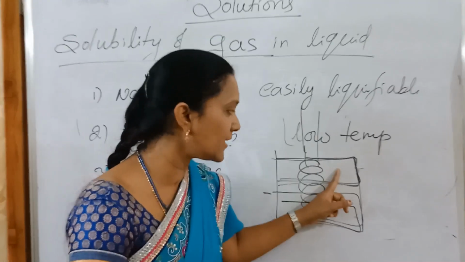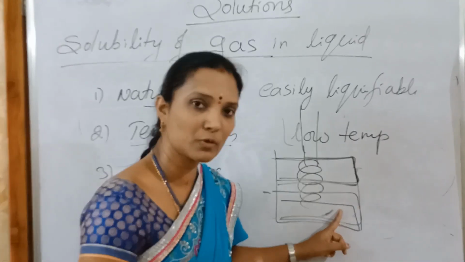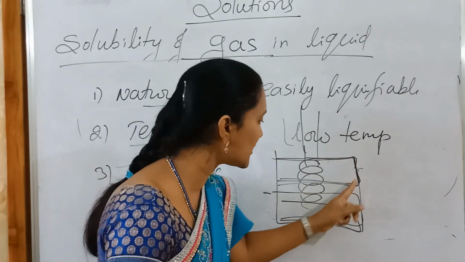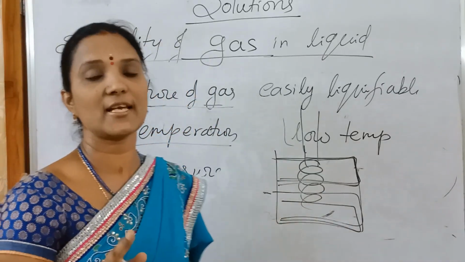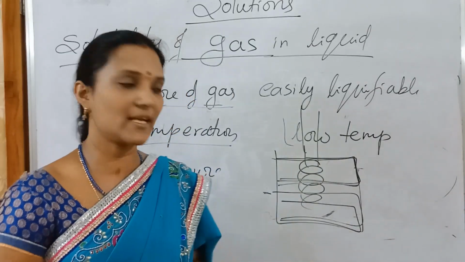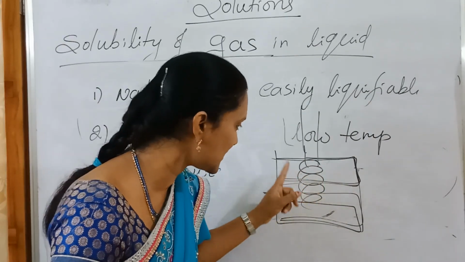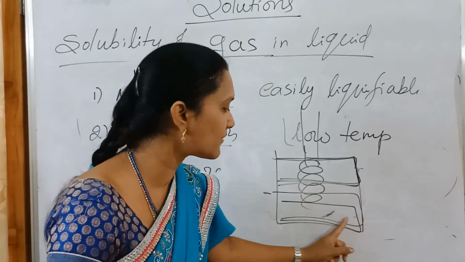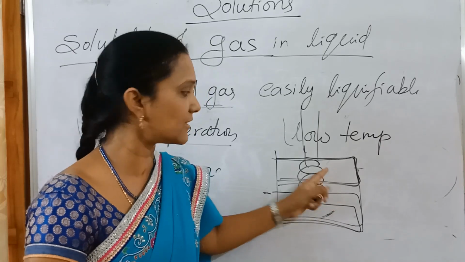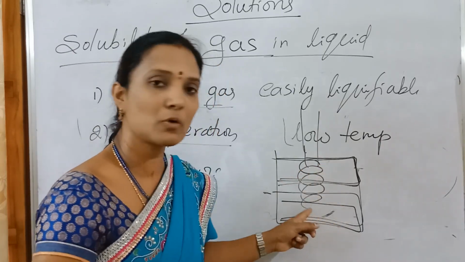So upper layer hot, bottom layer cold. Why does hot water rise up? The reason is its density is less. Why is its density less? In hot condition the solubility of gas in that liquid is less. That's why less amount of gas is present here, more amount of gas present here. So its density is more, its density is less. That's why here hot water, here cold water.